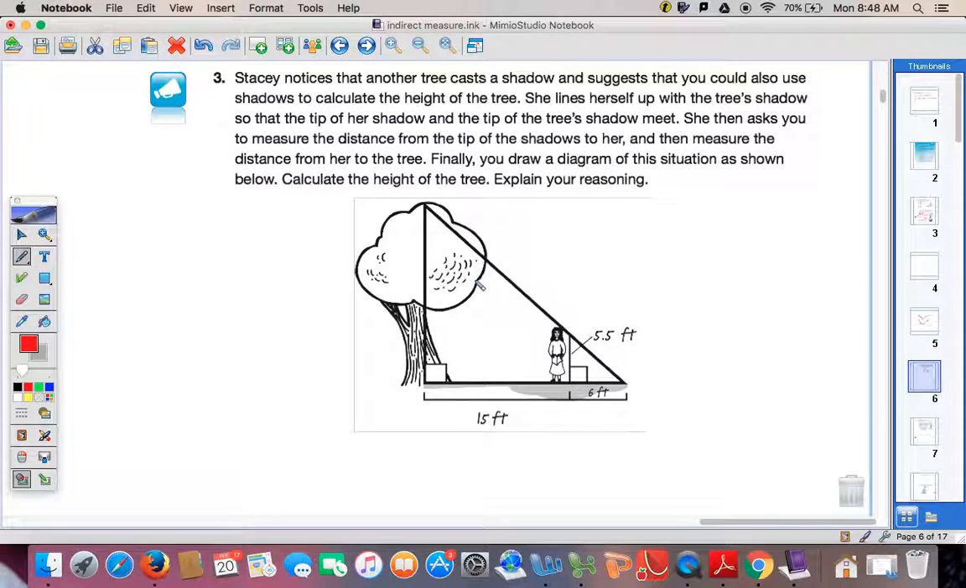So this is another one. Stacy notices that another tree casts a shadow and suggests that you could also use shadows to calculate the height of the tree. She lines herself up with a tree shadow so that the tip of her shadow and the tip of the tree shadow meet. And then she asks you to measure the distance from the tip of the shadow to her, and the distance from her to the tree. Finally, you draw a diagram of the situation as shown below, and you calculate the height of the tree.